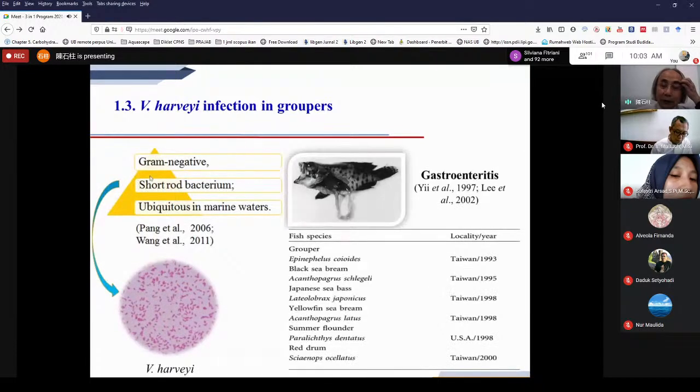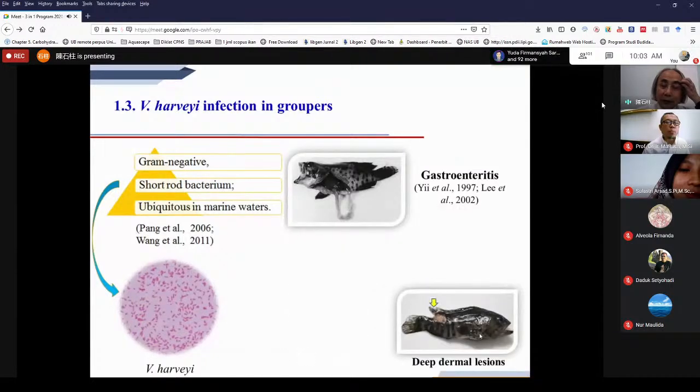Okay, Vibrio is a Gram-negative, short rod bacterium, and ubiquitous in marine water. They cause gastroenteritis. What is gastroenteritis? It means inflammation in the stomach or the intestine. This disease outbreak occurred in Taiwan in 1993 and 1995-1998, and also in the USA. They also cause deep dermal ulcer or skin ulcer, causing high or serious mortality. So why do we need to develop a vaccine for the fish?